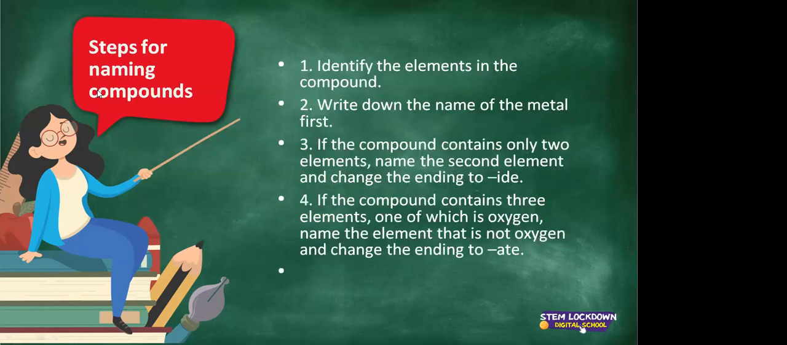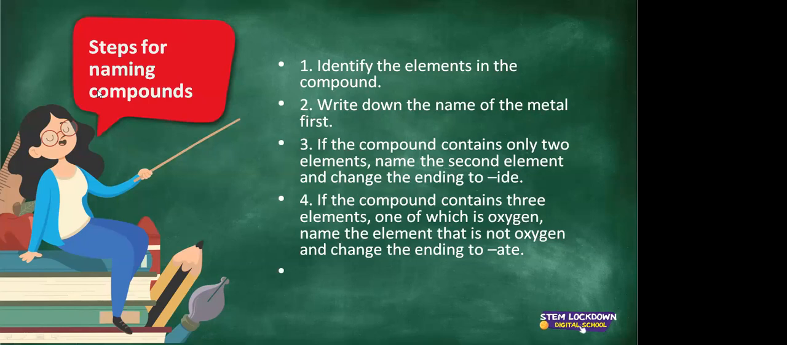So they say identify the elements in the compound. These are steps for naming compounds. You already know what elements are. For you to name compounds, it is very important to mention that a compound is formed by elements. Whenever you add element and element, you will get a compound. So how do you name this compound? You need to know these 4 steps, grade 9. You identify the elements in the compound. You write down the name of the metal first.